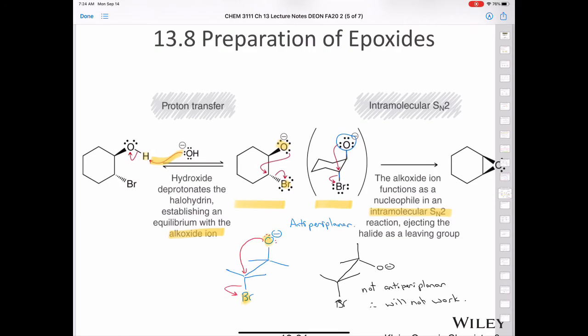And so the take-home message from this slide, again, is that the mechanism for the formation of an epoxide from a halohydrin is a two-step process. First, the proton transfer, then the intramolecular SN2 reaction, where the alkoxide and the leaving group are anti-periplanar to each other.